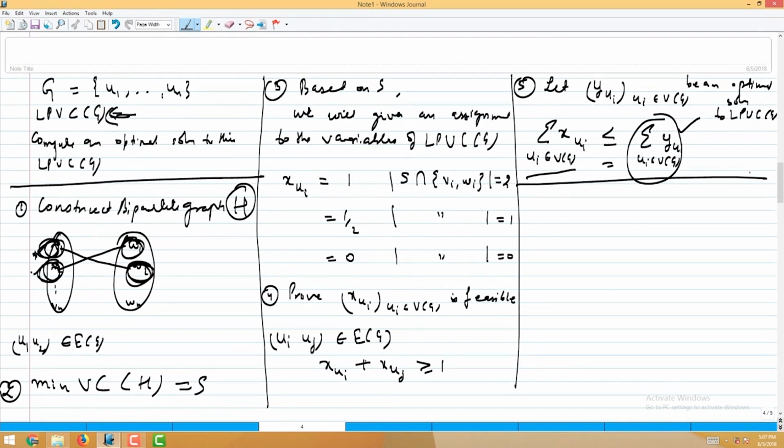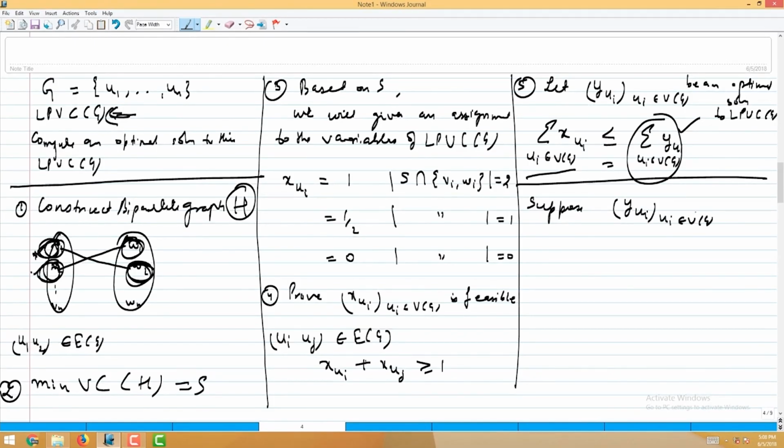Now how do I show this? For showing this, there's just a couple of simple things that we observe. As she pointed out, if we look at any optimal solution to the LP, its value is at most the vertex cover of the graph, right?